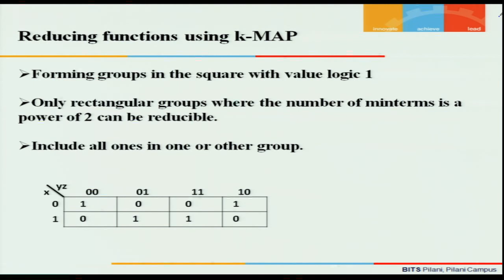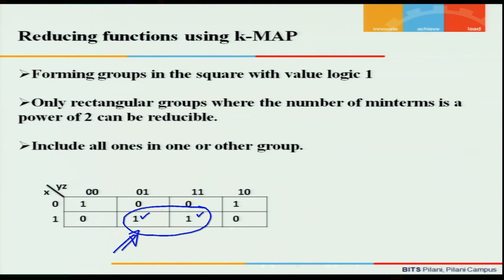When I say forming a group, look at the entries where the outputs are a 1 and form them a group in such a way that the group has a number of minterms which is a power of 2, and they should be adjacent entries. For example, I have an entry 1 here and a 1 here. I could combine these two as a group, which is a group of 2, which is a valid group.